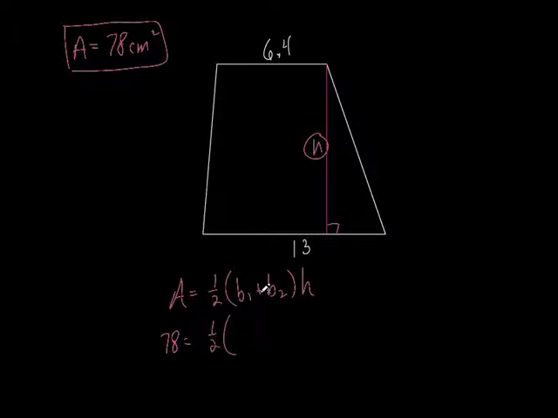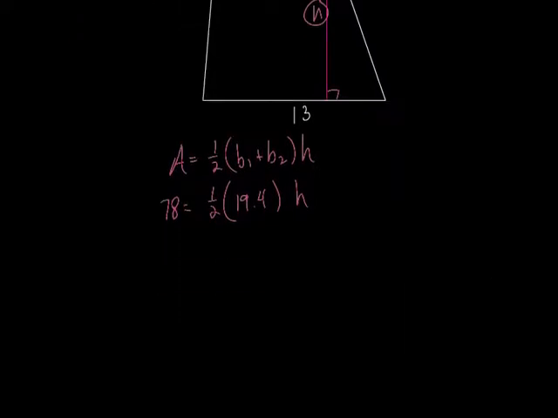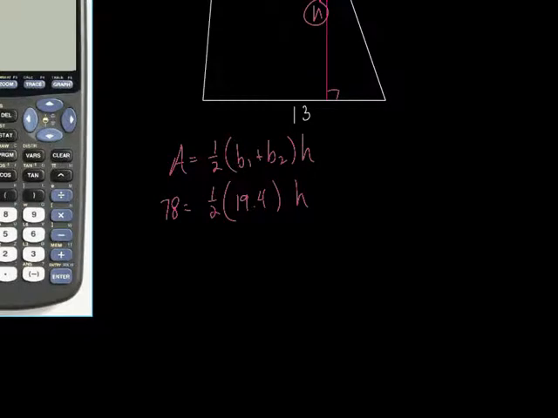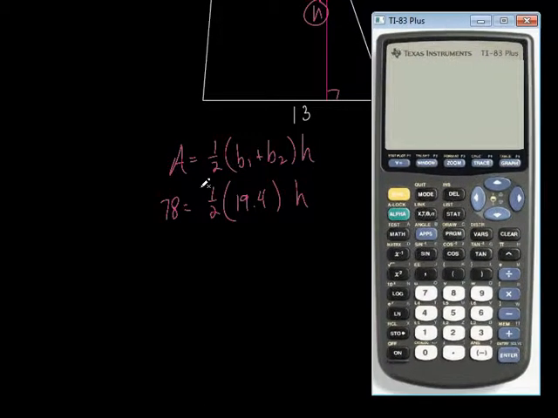And then do we know the two bases? 6.4 and 13. Yeah, let's add those up in our head. What's 13 plus 6.4? 19.4, right? So again, when you can do stuff in your head, I would do it. Times H, which we don't know, do we? All right, now we could do this a couple ways. I don't know, what would you rather do here? You could take half of 19.4.